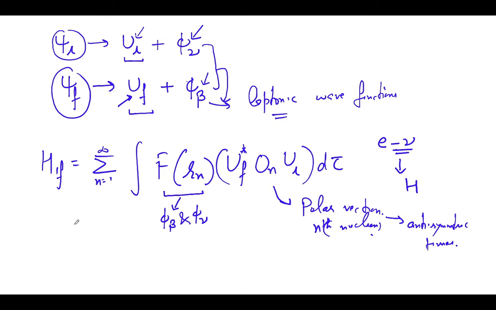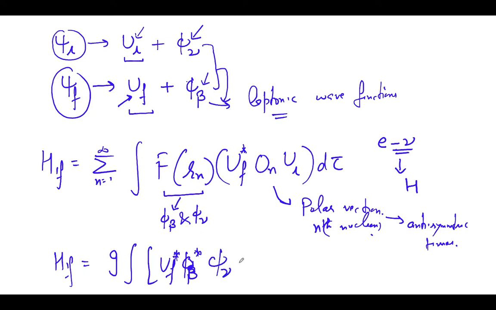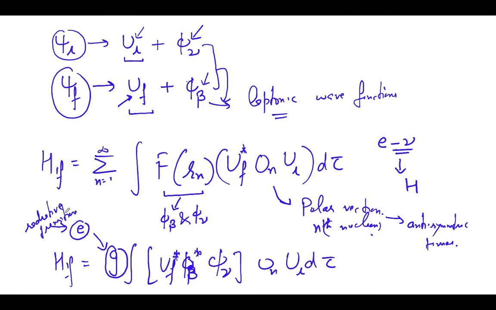If I write the value of this function Frn, the equation becomes G integration of UF star, phi b star, this is beta, phi nu, operator On into Ui, into 2. This G is again a constant whose value depends upon the strength of the nuclear interaction, and it plays the same role as the electronic charge E plays for the radiative or electromagnetic transition. Let us say this is equation number 4.